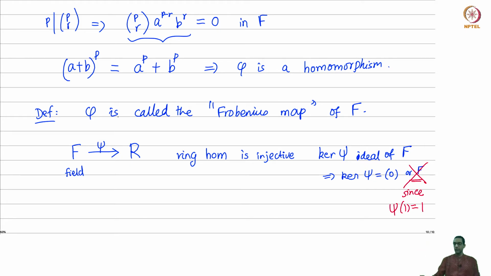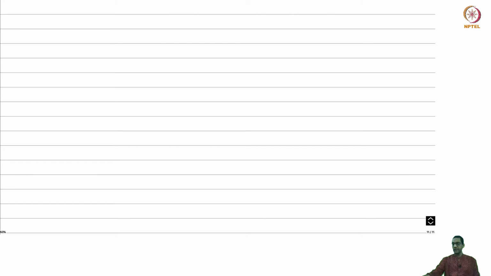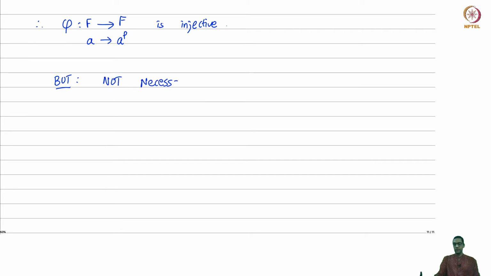Now, since this Frobenius map phi is a map from a field to itself, what we therefore conclude is that the Frobenius map from F to F is definitely injective. A going to A power P is injective. Okay, but, and this is important to keep in mind, not necessarily surjective. Okay, this need not be a surjection, and in fact that is exactly the example we just talked about.